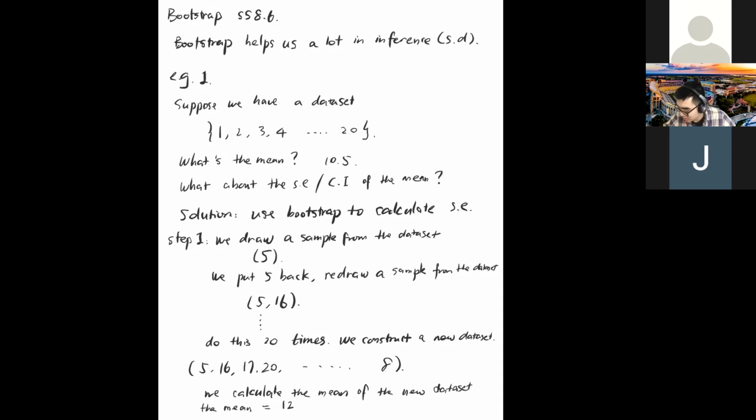Step 2 is to do this algorithm a large number of times. Let's say do 10,000 times. So we do this B times. B is a very, very large number, let's say 10,000 or 100,000 times. That means we will construct 10,000 new data sets, and we will calculate 10,000 means, one for each of the data sets. So we do this B times.